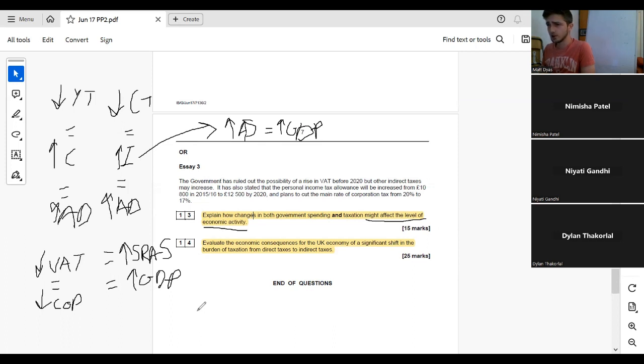Devak says, what does COP stand for? Great question. Probably a lot of other people thinking that. Cost of production. Just couldn't be bothered to write out cost of production. So decrease VAT, decrease cost of production.